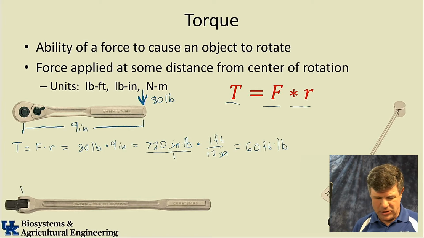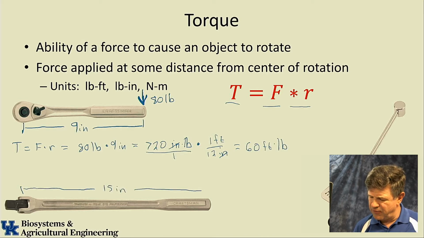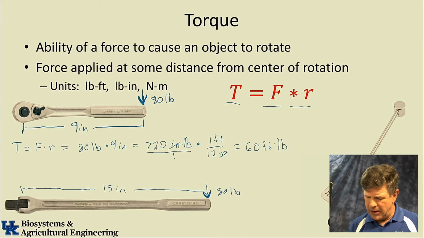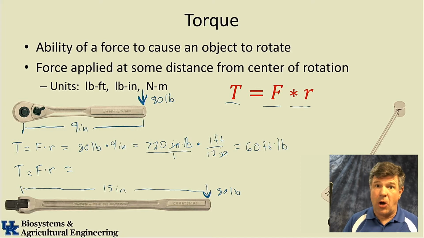And this wrench, if I would buy this one from Lowe's, this one is actually 15 inches long. So it's 15 inches from there to the end where I'm going to put that force. So I'm going to put that same force out there, still 80 pounds, but how much torque am I creating? Torque is equal to force times the radius. What's my force? Still 80 pounds. That's all I can pull. That's my limitation of strength.